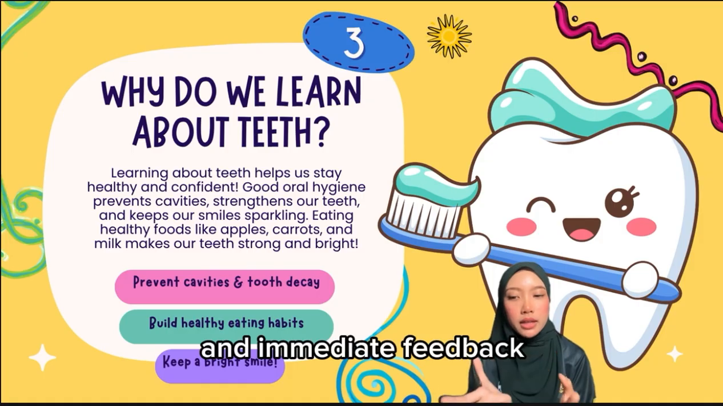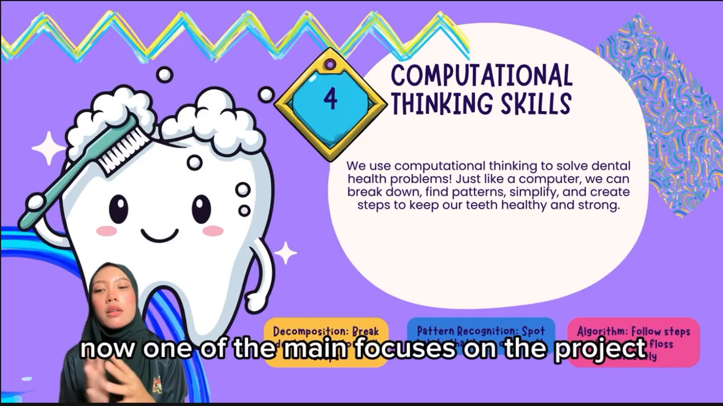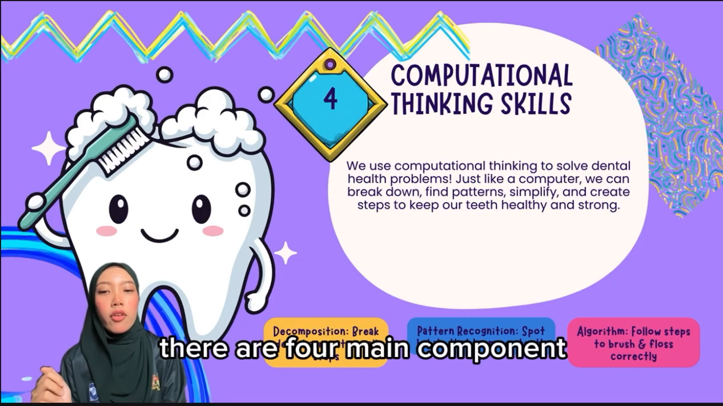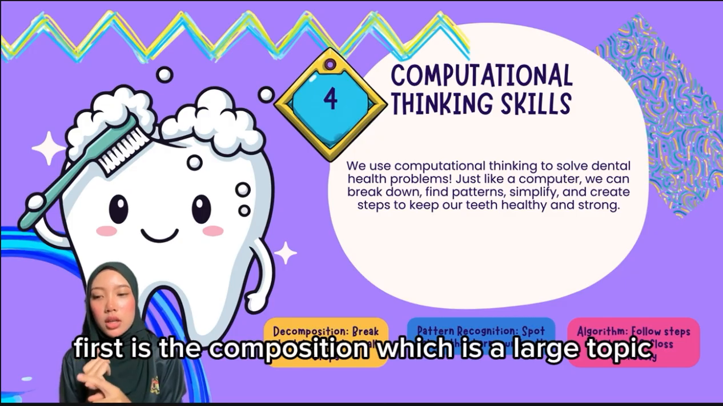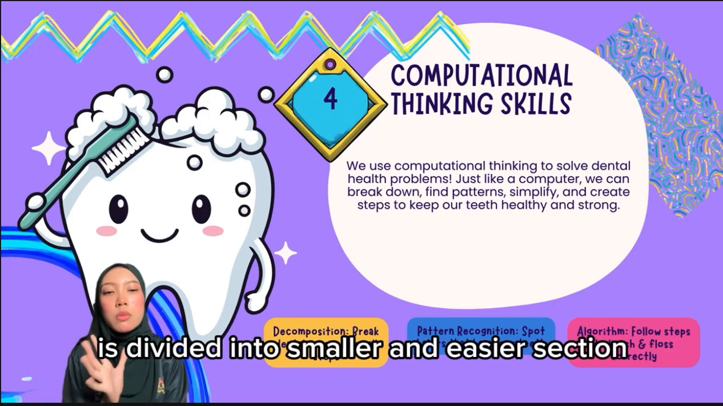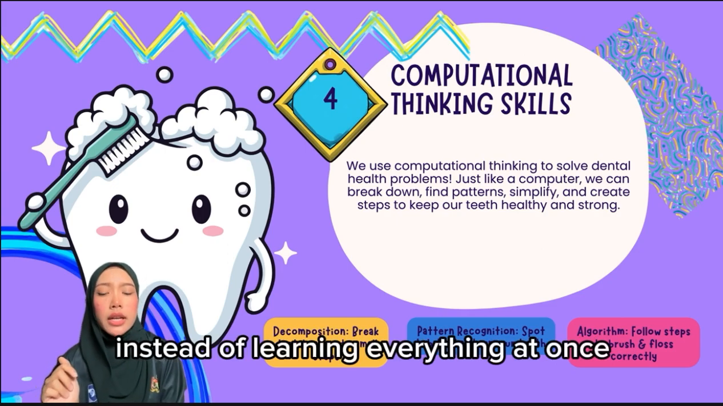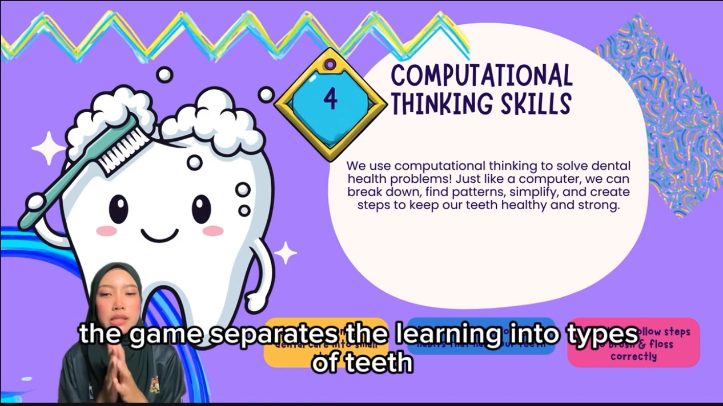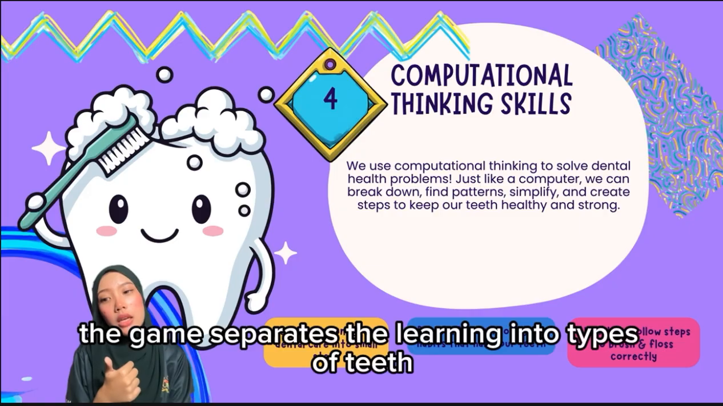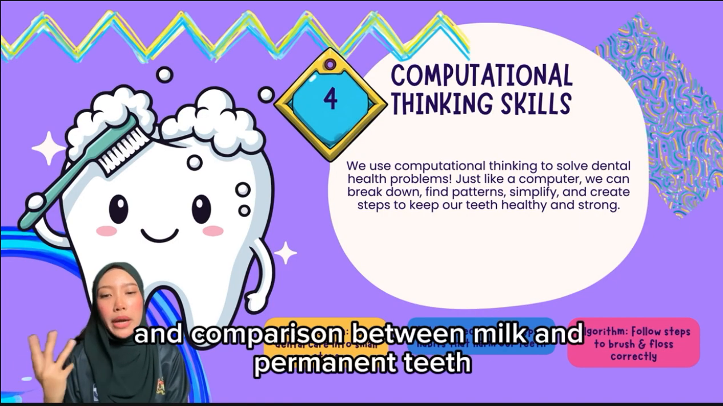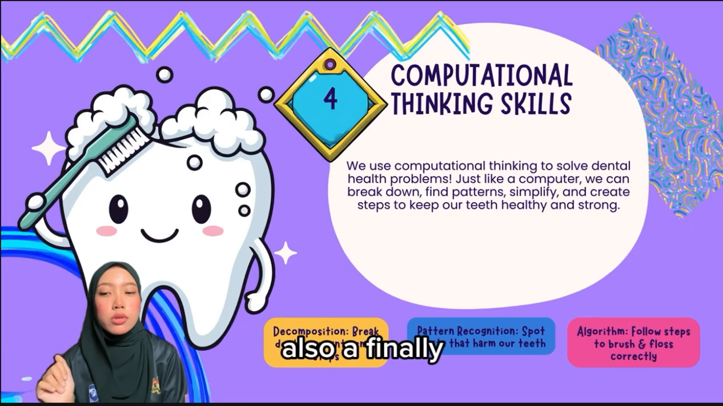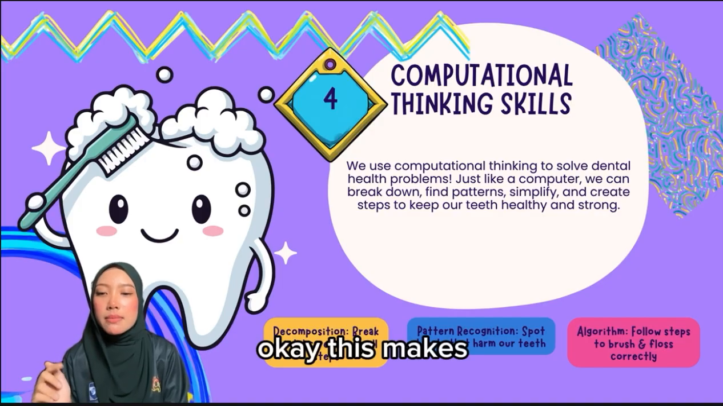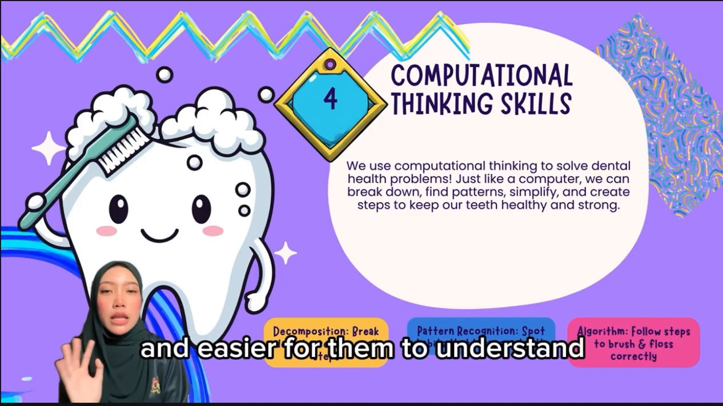Now, one of the main focuses of the project is the application of computational thinking skills. There are four main components. First is decomposition, where a large topic is divided into smaller and easier sections. Instead of learning everything at once, pupils learn it step by step. For example, the game separates the learning into types of teeth, function, tooth structure, and comparison between milk and permanent teeth. Finally, there is a quiz or a question that they need to answer. This makes learning more organized and easier for them to understand.